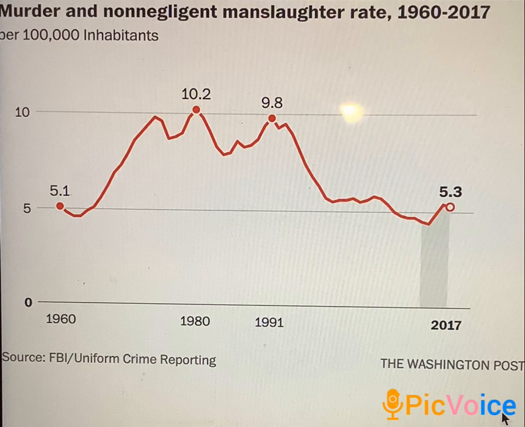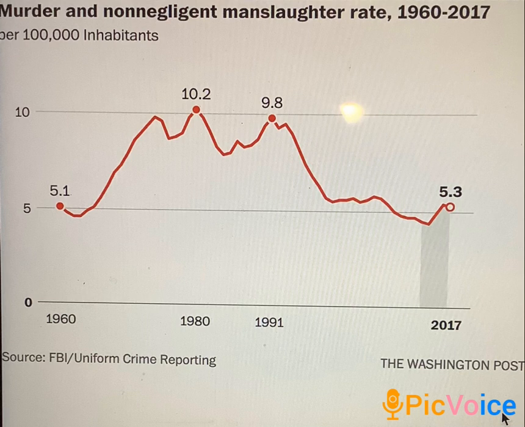This is interesting to notice because we see a drastic increase in murders per 100,000 inhabitants from 1960 up to the 1980s, and then a little decrease in the late 80s, and then back to almost that 10 range in the 1990s, and then a huge decrease from the early 90s to almost the present in 2017.